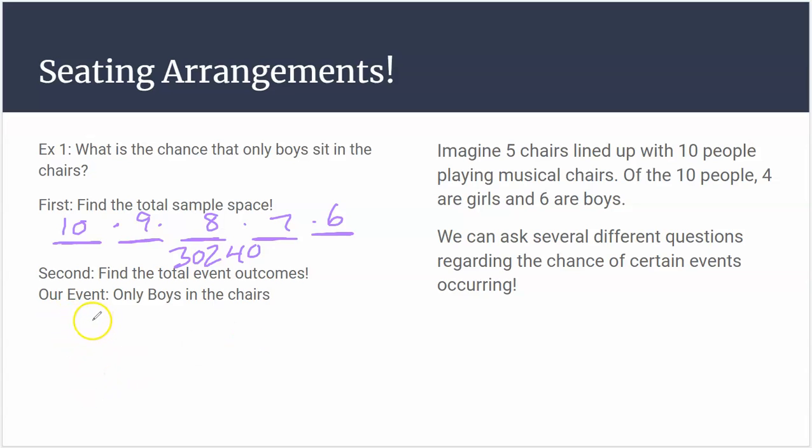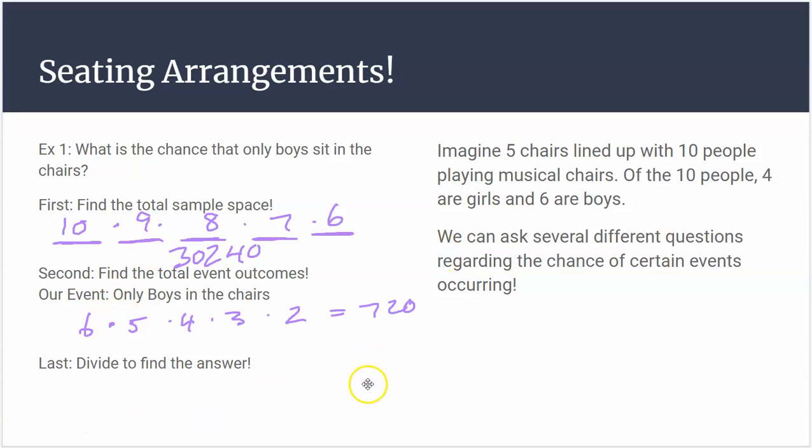Okay. Now we only have 6 outcomes because the other 4 are girls, right? So 6 times 5 times 4 times 3 times 2. Okay. This will give you a total of 720 different arrangements. Now I think you know what's coming up next.